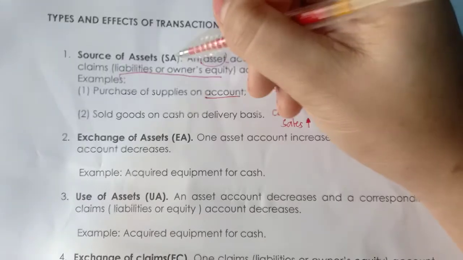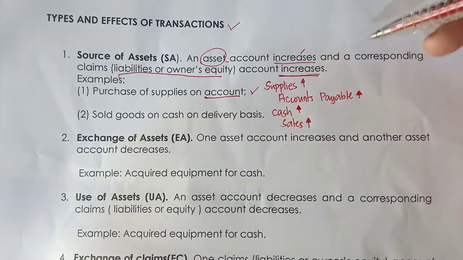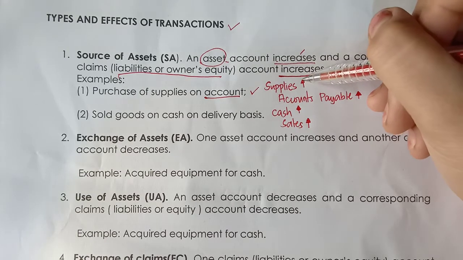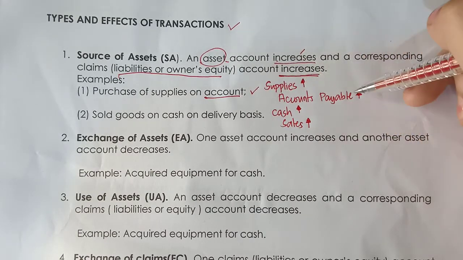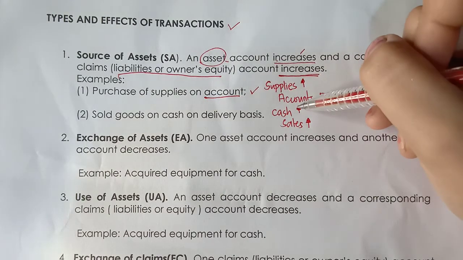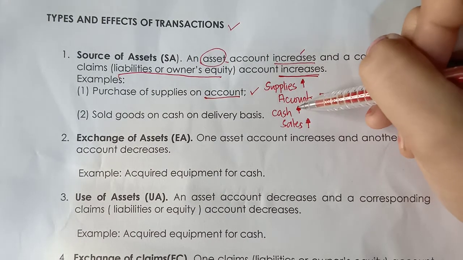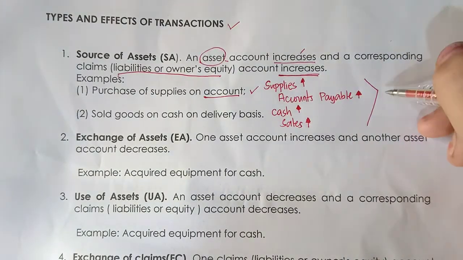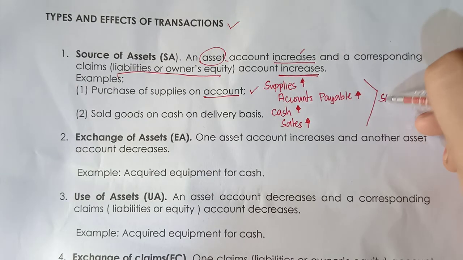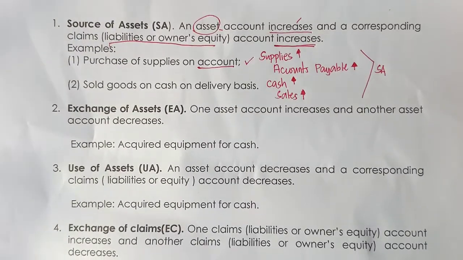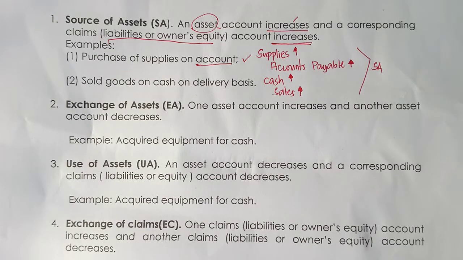So, diba, SA is increase in asset and increase in liabilities or owner's equity. So here in the first transaction, both increases the asset and the liabilities or owner's equity. Here also in the second transaction, the cash and sales also increases. So this transactions is SA or the source of assets, ang kanyang types and effects.